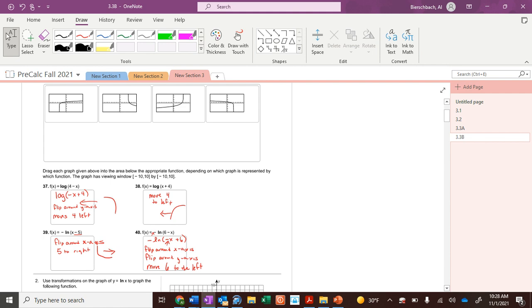Okay? And so this is 38 because it just straight moves 4 to the left. We should have one looking like this. And this is 37, because we should move 4 to the left, negative x. 39 should look like this. And then 40 should be this one.